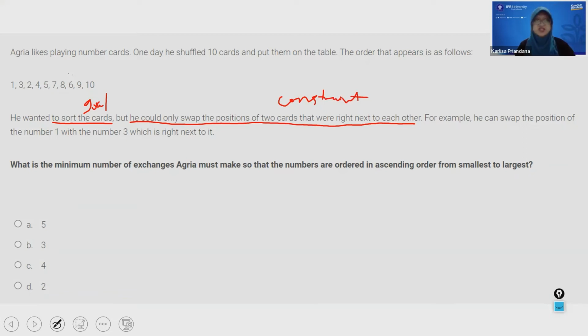And the question is, what is the minimum number of exchanges Agria must make so that the numbers are ordered in ascending order from smallest to largest? This is the goal again, to make sure about the goal. She wants to make it ascending order. Okay, can you guess how much? You can pause this video.